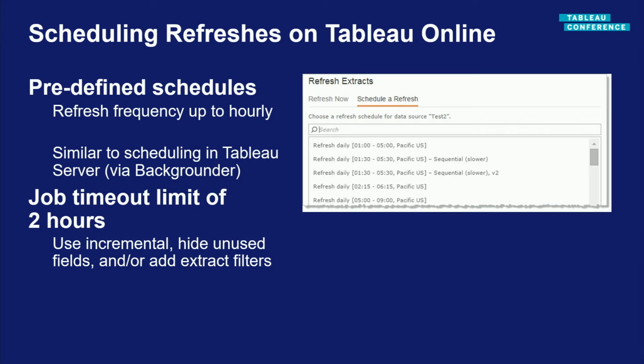When you schedule refreshes in Tableau Online, it's very similar to scheduling refreshes in Tableau Server. The one drawback is that you don't get to customize the schedules. The schedules are already predefined since they're using Tableau Online resources to refresh everyone's extracts. And so we enforce a 2-hour job timeout limit. This is the default timeout limit in Tableau Server as well. Ways to mitigate that are to use incremental refresh like I talked about earlier. Hiding unused fields saves a lot of time as well, because reducing the number of columns has a more significant impact on your extract refresh time than rows in a lot of cases. And then extract filters are also a great way to limit jobs.